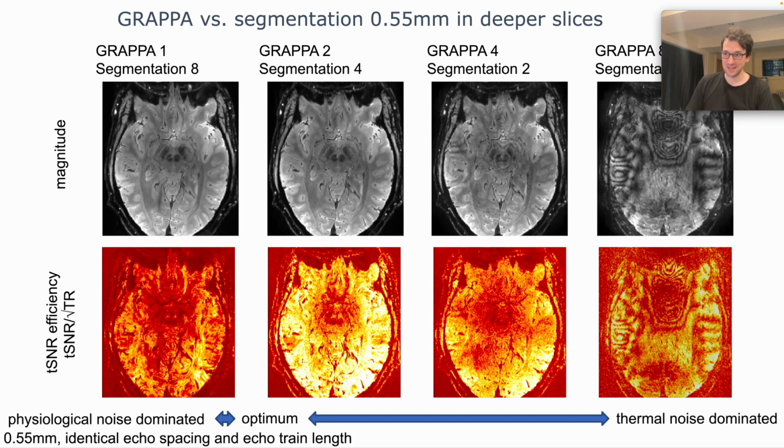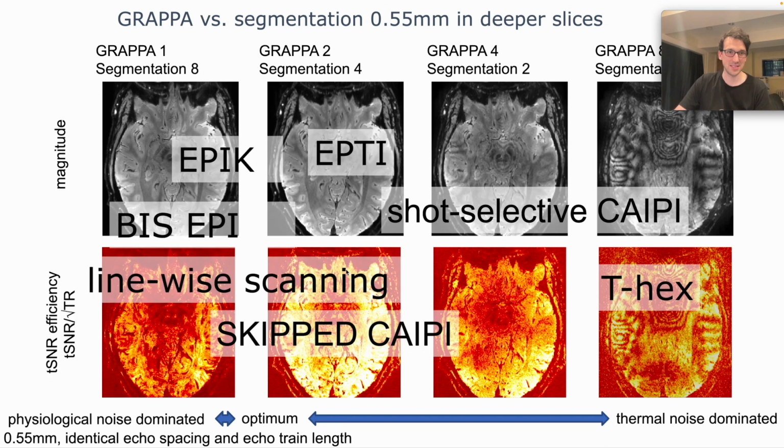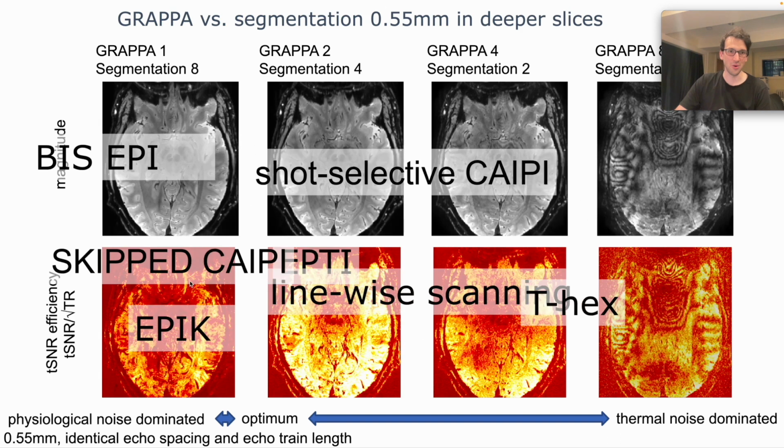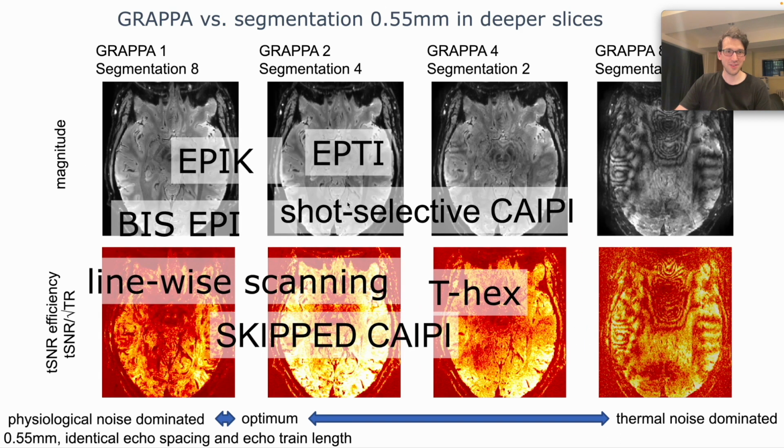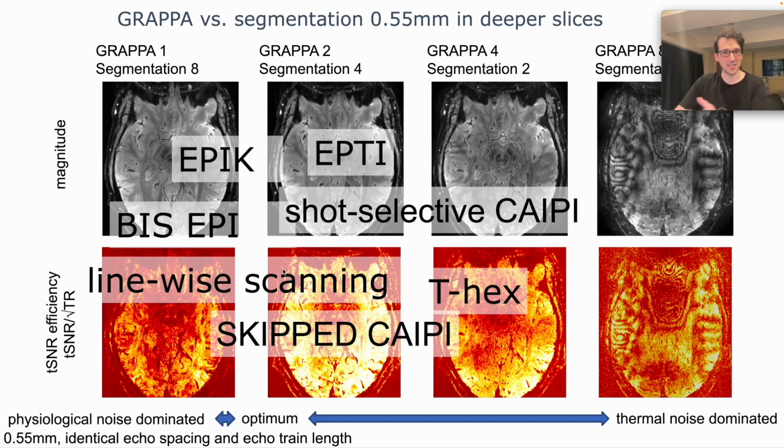If you look at the cutting edge developments in the field of the last maybe decade or last 5 years at conferences like ISMRM or so, I think most of the innovations with respect to high resolution acquisitions are really focusing on a good combination of segmentation and GRAPPA. And these sequences have names like EPTI or EPIC or shot selective CAIPI or BIS-EPI or line-wise scanning or T-Hex or skip-CAIPI, you name it. There are a lot of different ways.